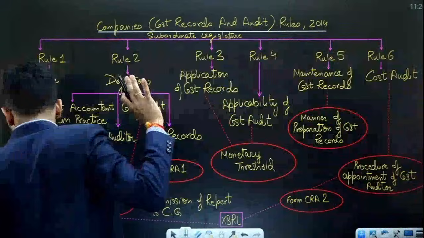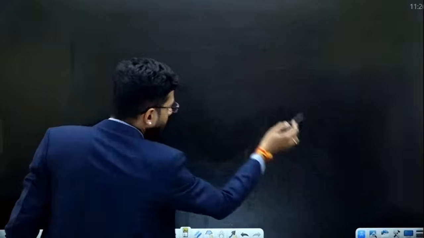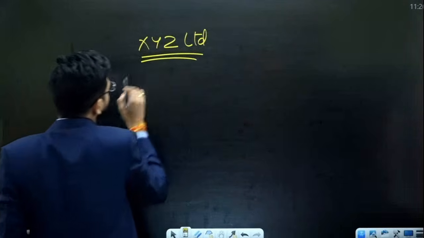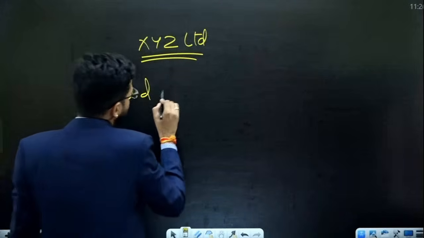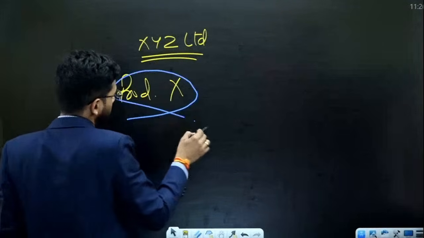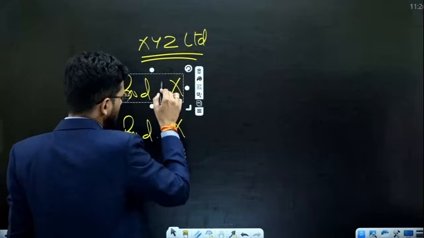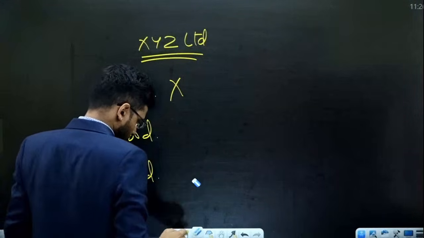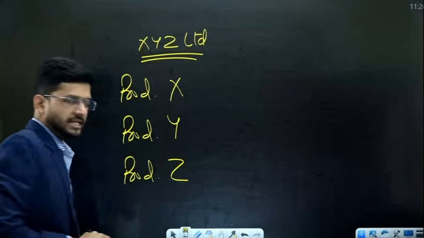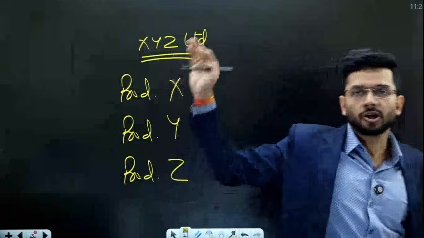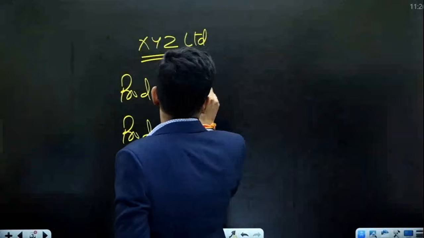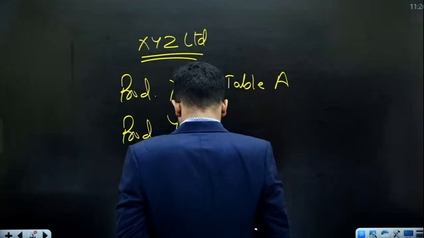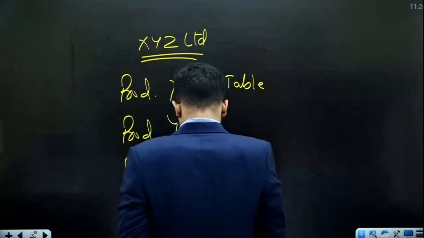I'll give you a very small example. There is a company, XYZ Limited. It is producing 3 products, product X, product Y, product Z. Product X is classified under the tables, okay?